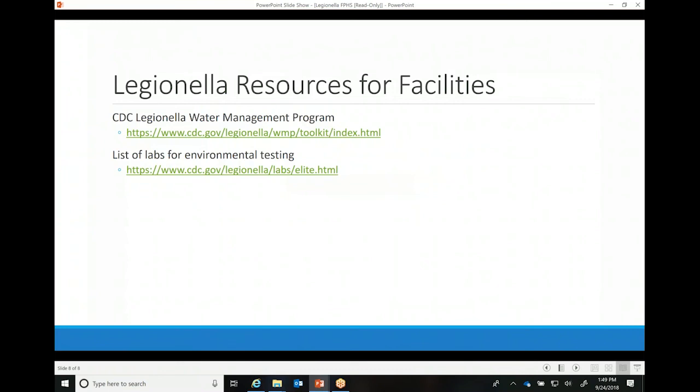The other is a list of labs for environmental testing. And this is important because it's really critical to go with an ELITE lab, a certification by the CDC, to be able to test environmental specimens for Legionella. Because of the medical legal implications of this, you really want to make sure that you're going with a recommendation to a lab that has the appropriate quality assurance processes in place. I know the Department of Health lab at Shoreline has been looking at getting certified for testing environmental specimens. I don't believe they are certified as of yet for that, but that may be a resource that we could look at as well.